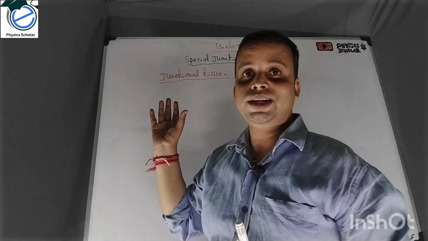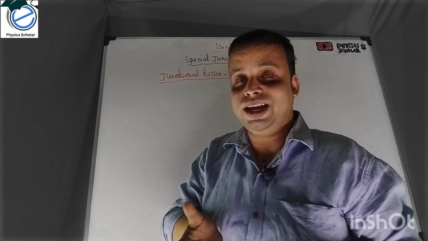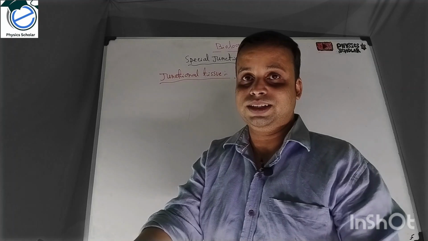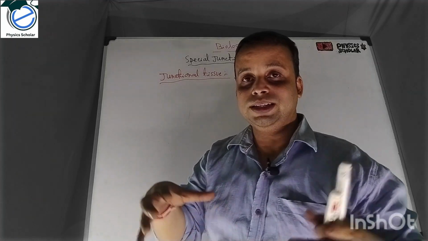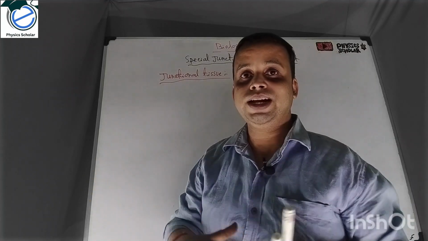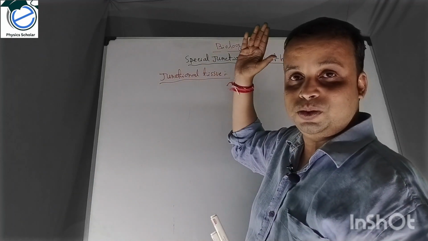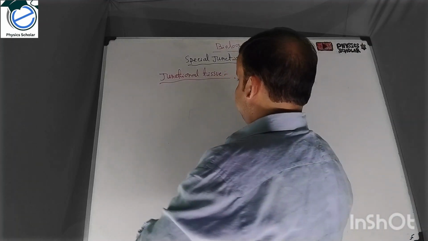Due to the junctional tissue, the impulses are generated and transmitted. That is why there is a rhythm of the heart, expansion and contraction, which is maintained due to these tissues. So what is junctional tissue?